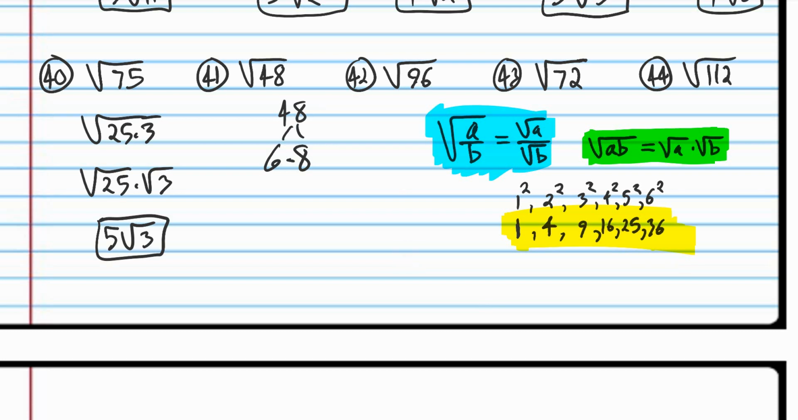But that doesn't help us because there's no numbers in the yellow list. So I'm going to factor, as I showed you, to 2 times 4. Then I'm going to have to keep factoring. So I'm going to factor 6 to 2 times 3, and just bring down the 2 and the 4.